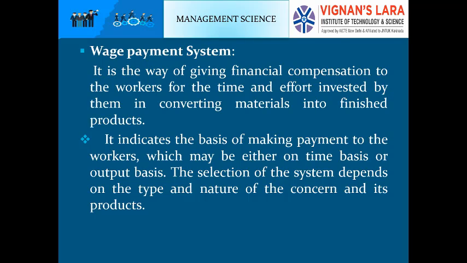Why? Because labor is a primary ingredient out of all inputs. On the basis of this reason, the wage payment system has a very important place among the factors of production. That is, it is the way of giving financial compensation to the workers for the time and effort invested by them in converting materials into finished products. It indicates the basis of making payment to the workers, which may be either on time basis or output basis. The selection of the system depends on the type and nature of the concern and its products.